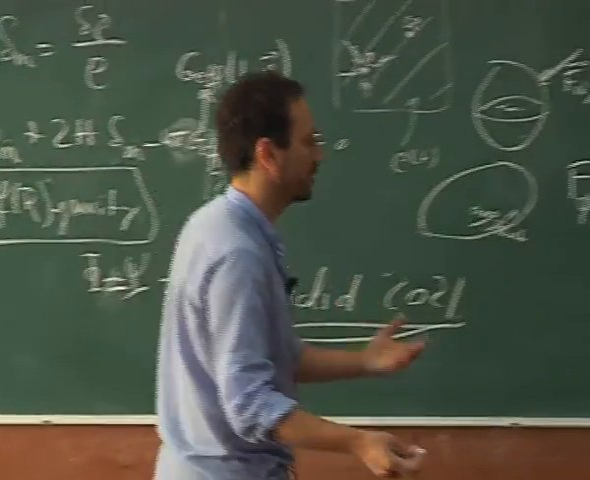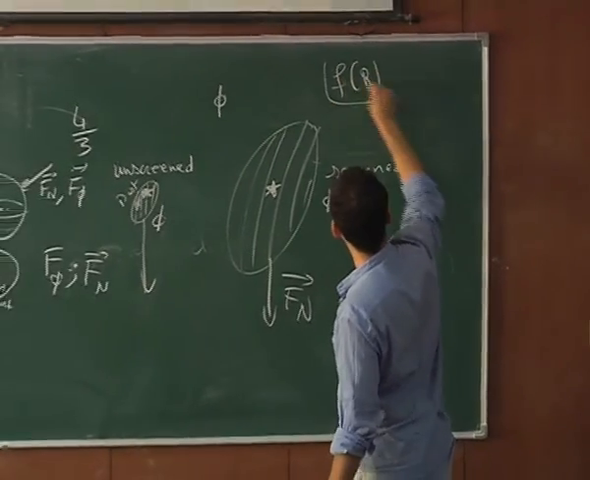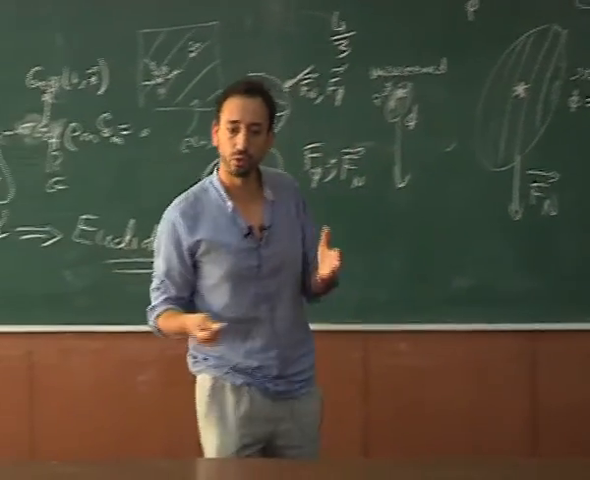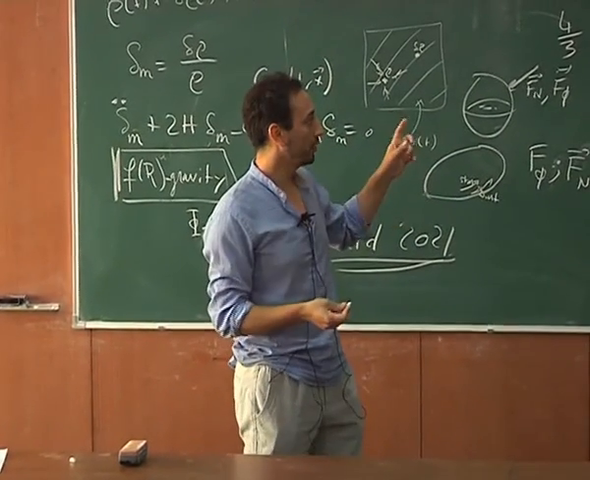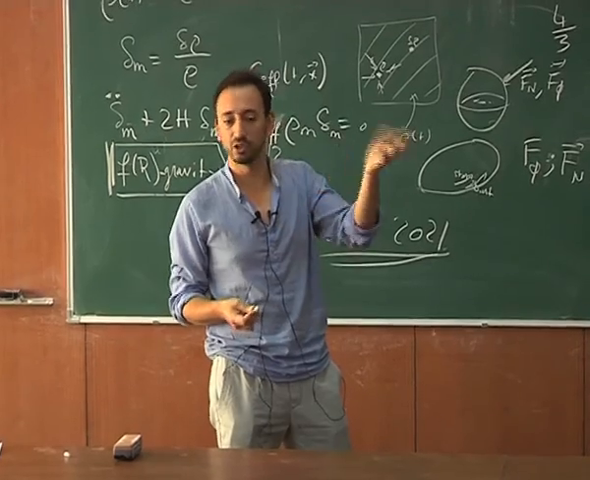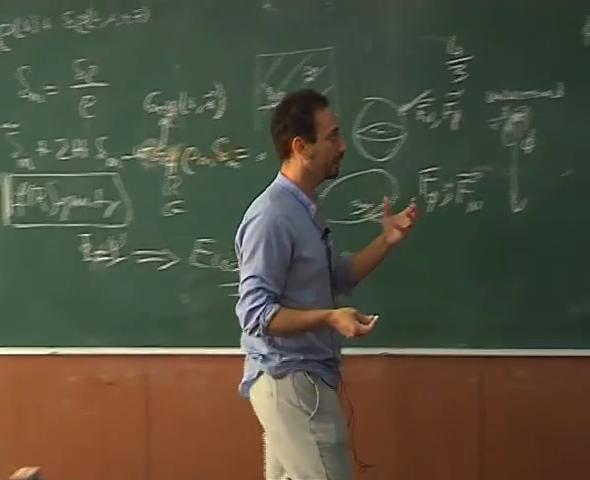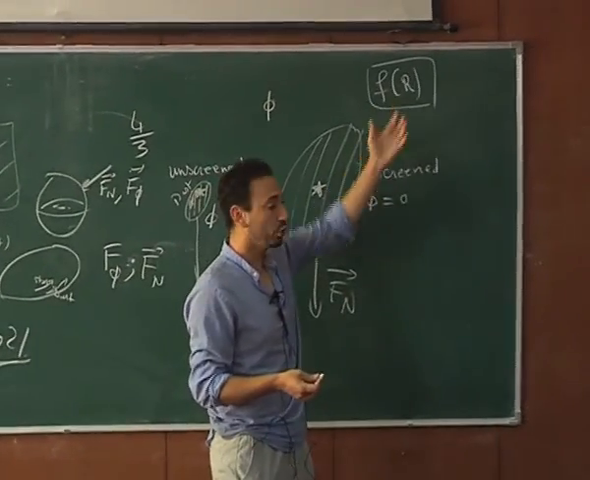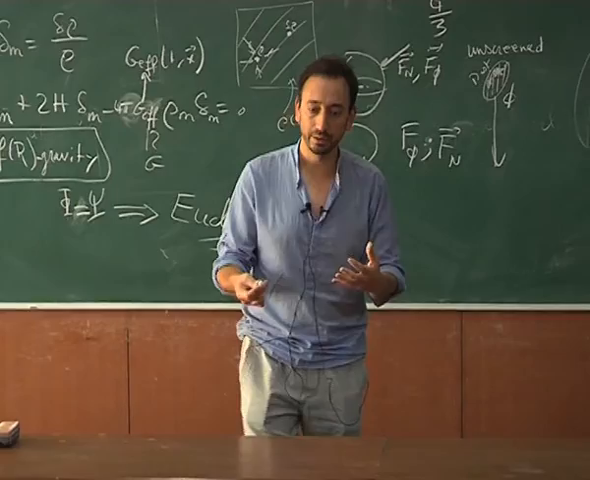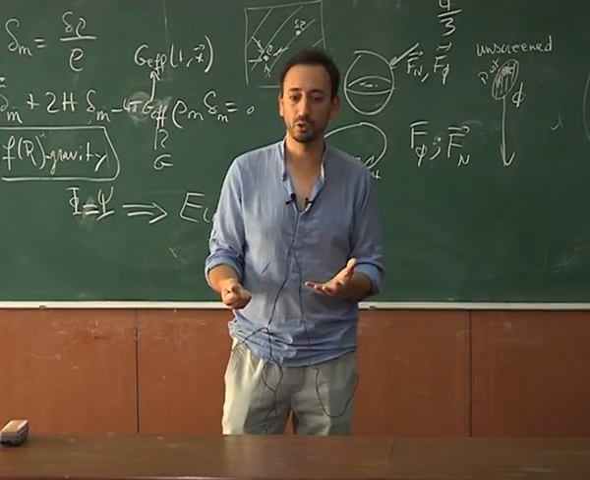Let's take a simple example, f of R. If you take f of R, this is just gravity. There is, at the beginning, no additional degree of freedom. Now we have seen that this is equivalent to GR plus a scalar field. It's equivalent, but it's just a mathematical thing. Fundamentally, what you say is that the theory of gravity is different. So the gravitational wave energy which is emitted depends on the theory of gravity, because it is gravity at the end of the day.